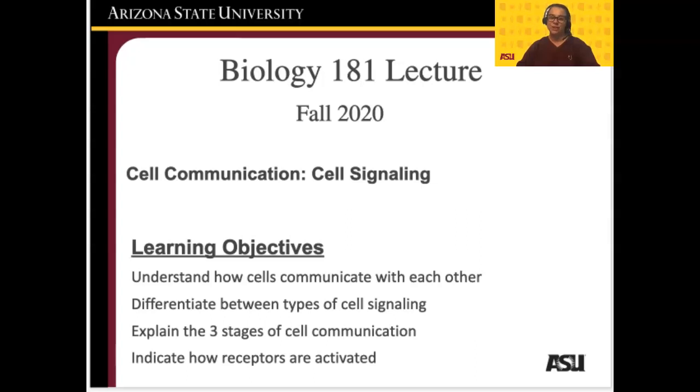At the end of the lecture, students should be able to understand how cells communicate with one another. They should differentiate between the types of cell signaling and explain the 3 stages of cell communication, in addition to indicating how receptors are activated.